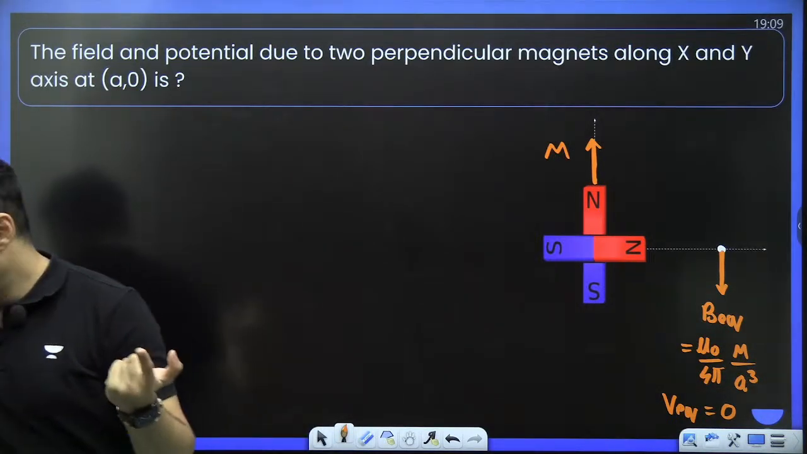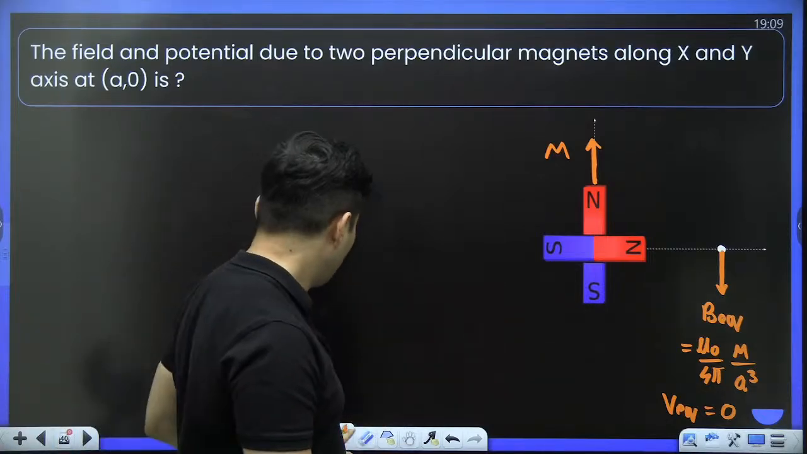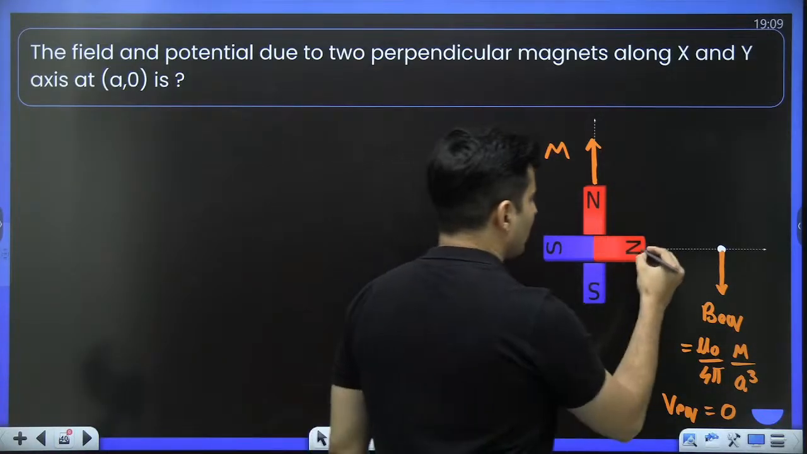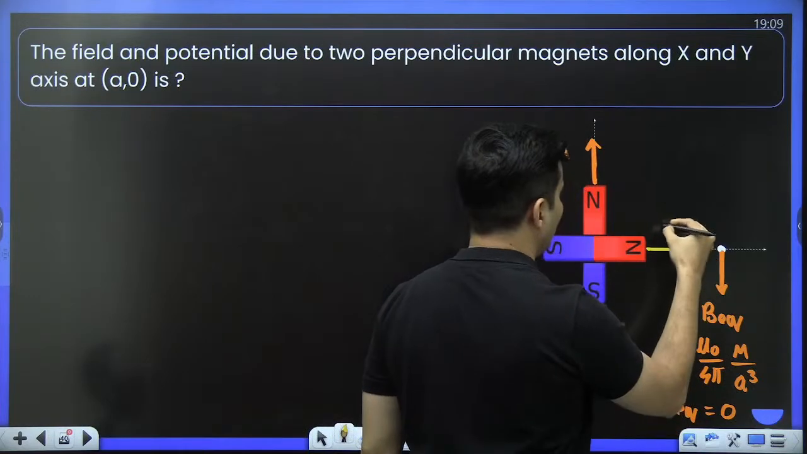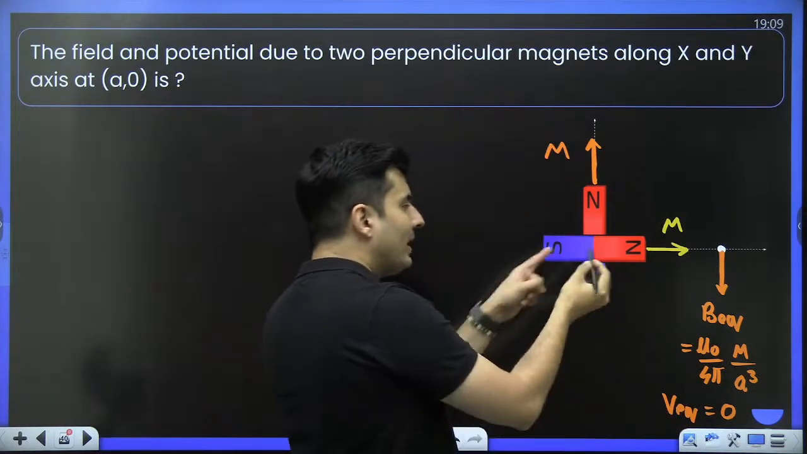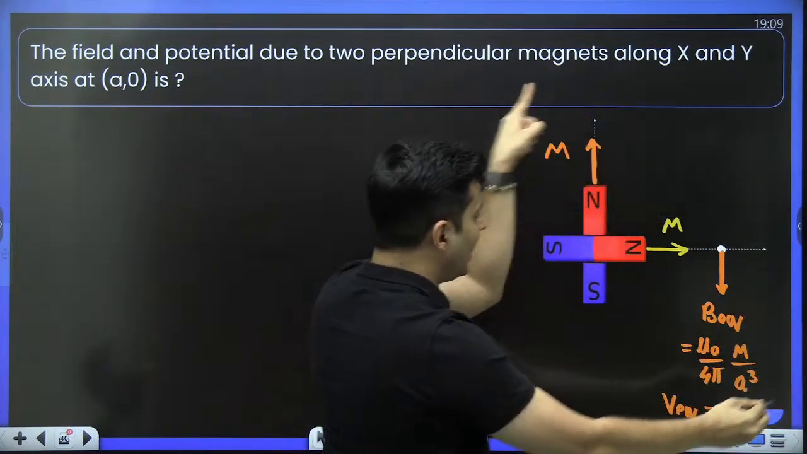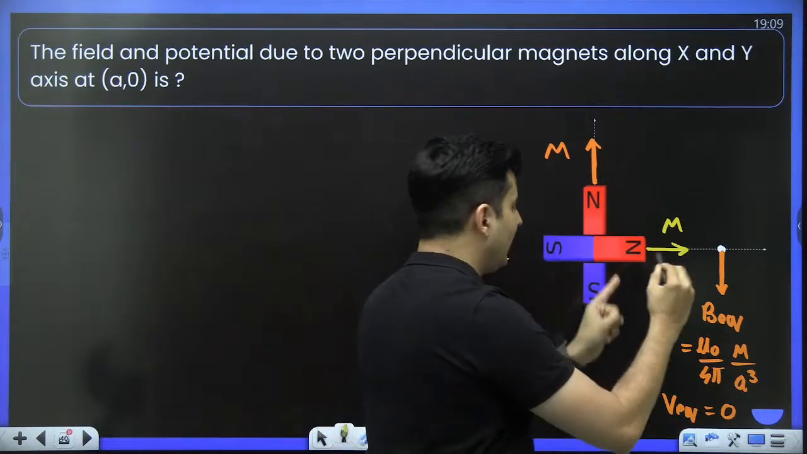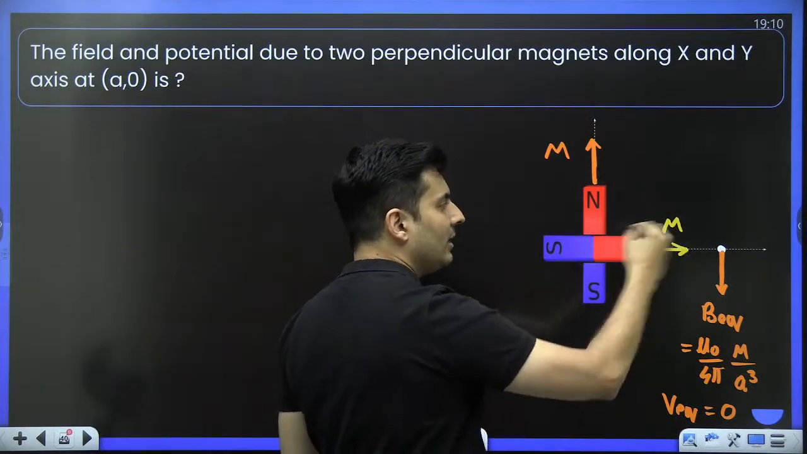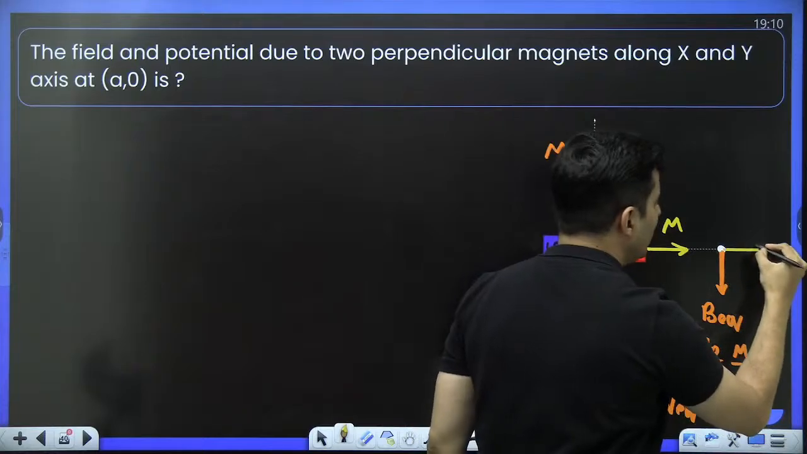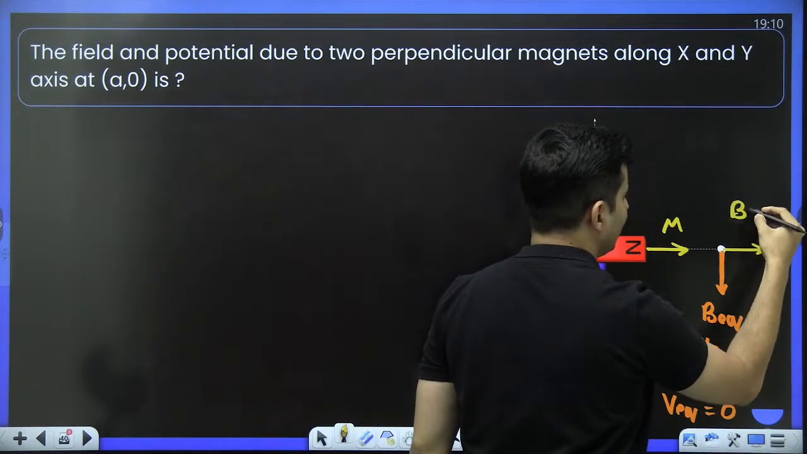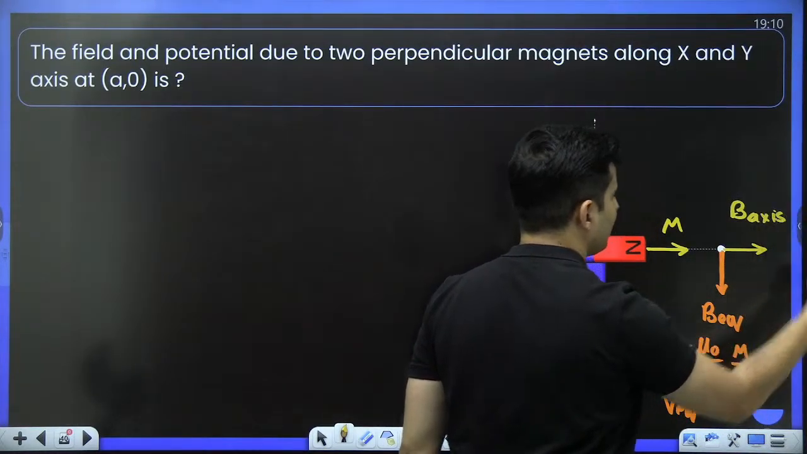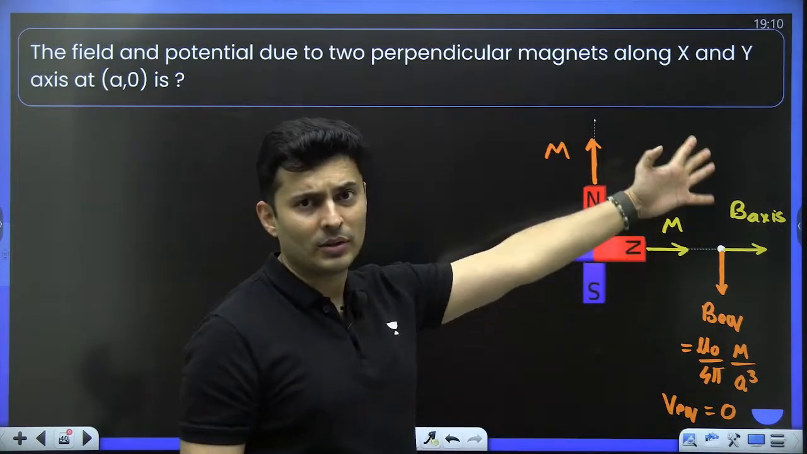Very good. So what do you do next? Take the other magnet. What is the other magnet? Let's see. This is that other magnet. Dipole moment is like this. So when you are on the axis, the field goes like that, comes like this. So on the axis, the field is parallel to the magnetic dipole moment. So due to that, the field will be like this on the axis.